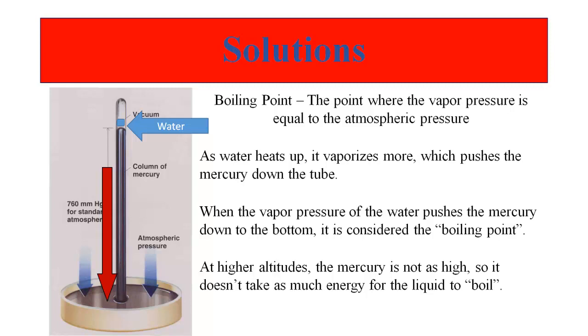Now if we were at higher altitudes where the mercury level would not be as high in the tube because the pressure on top of a mountain is not as high as it is at sea level, we wouldn't have to push that mercury down as far as we would, say, at sea level. So that's why the boiling point on top of a mountain is not as high as the boiling point at sea level.